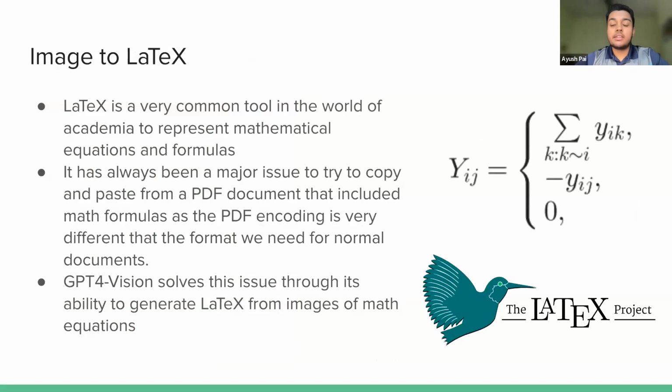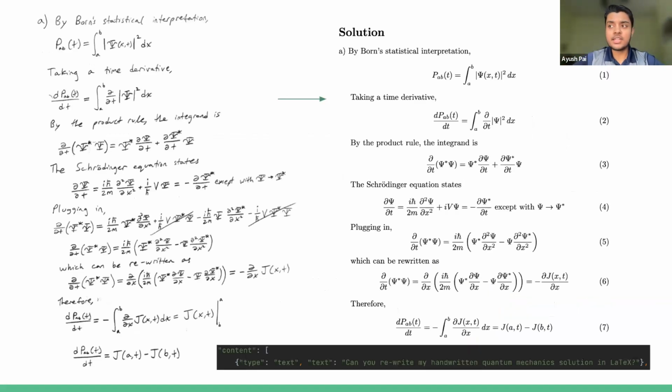Another key thing to mention is, if you're familiar with LaTeX, which is a very common tool in the world of academia to represent mathematical equations and formulas, it's always been a big issue to copy and paste from a PDF that includes math formulas. If you've ever tried copy-pasting from a PDF, the PDF encoding is very different from the format we need for normal documents. GPT-4 Vision can solve this issue through its ability to generate LaTeX from images of math equations. Here's an example.